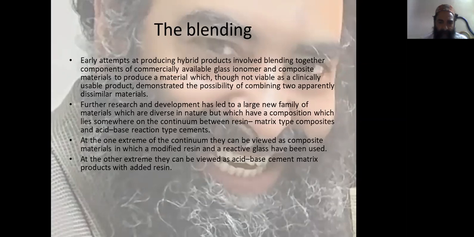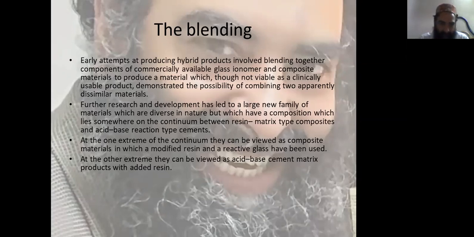and a new family of materials, diverse in nature and composition, was developed, which lies somewhere on the continuum between resin matrix type composites and acid-base reaction type cements. Resin matrix means composite, and acid-base means glass ionomers.